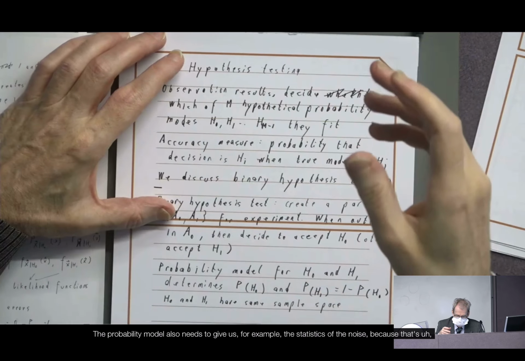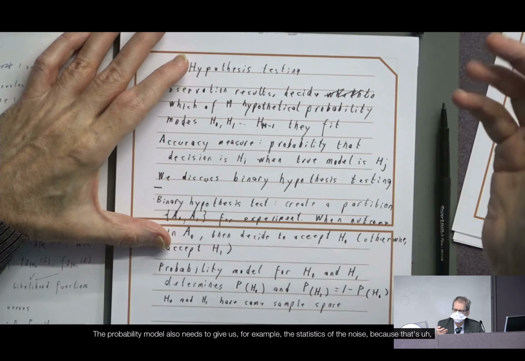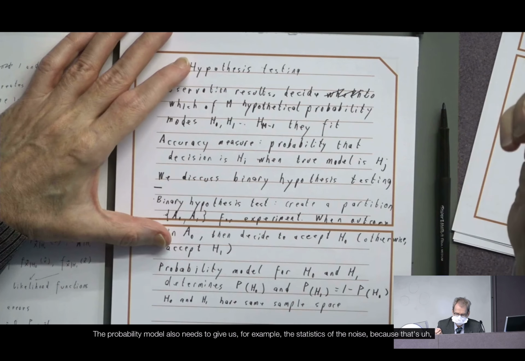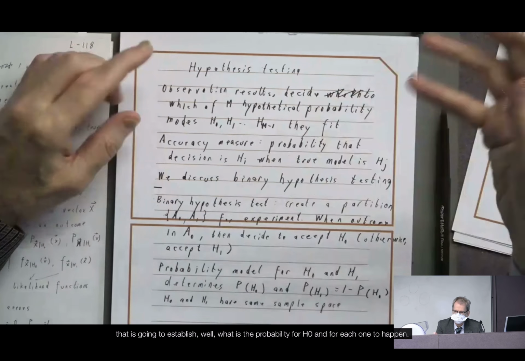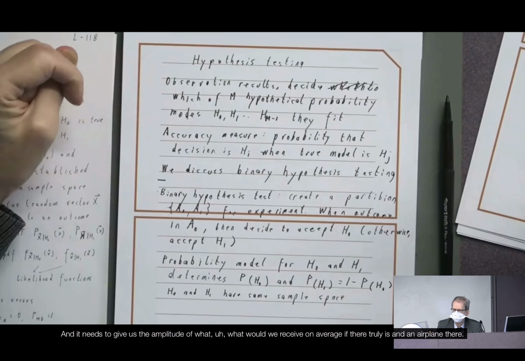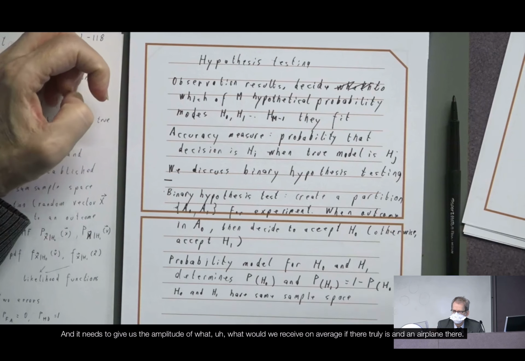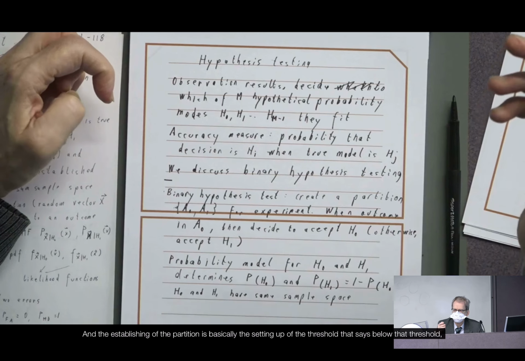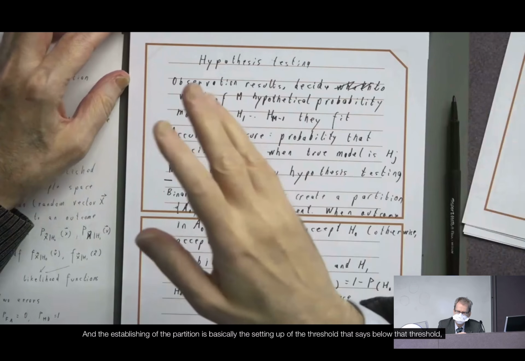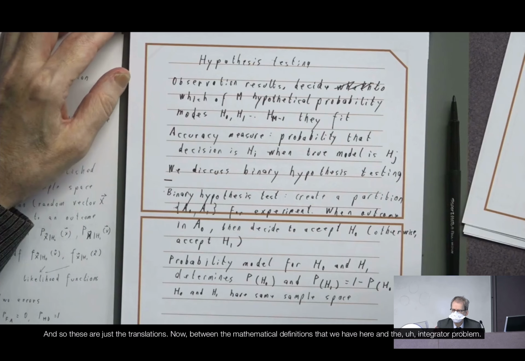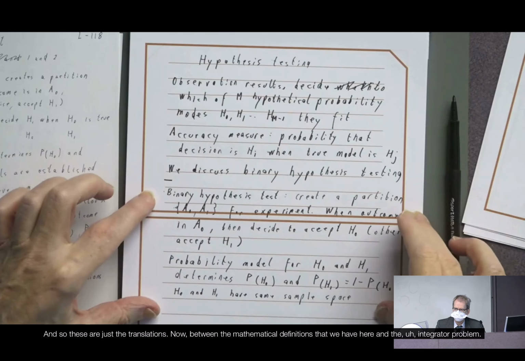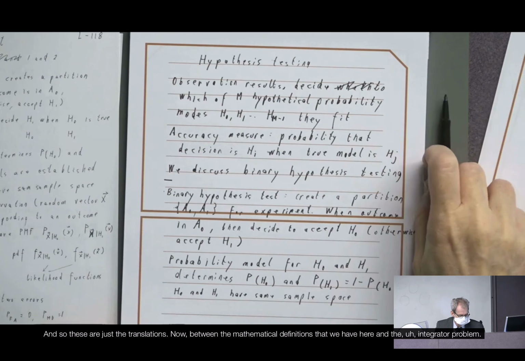The probability model also needs to give us, for example, the statistics of the noise, because that is going to establish, well, what is the probability for H0 and for H1 to happen, and it needs to give us the amplitude of what we would receive on average if there truly is an airplane there. And the establishing of the partition is basically the setting up of the threshold that says below the threshold, no plane, above that threshold, we decide on a plane. And so these are just the translations now between the mathematical definitions that we have here and the radar problem.